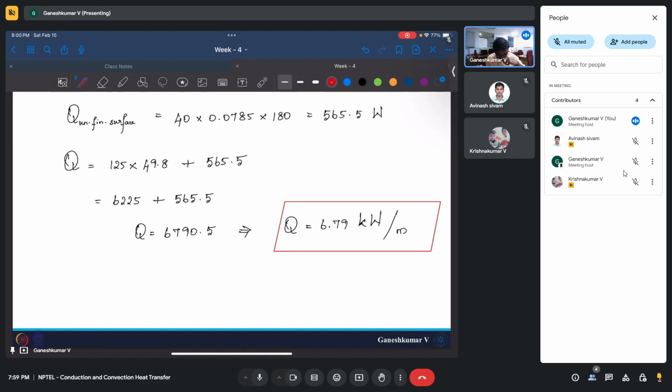We assumed it to be 1 meter in the calculation. If I want to remove that assumption, then I will just divide it by meter. Maybe I will write it down here for 1 meter tube length. This is your total heat transfer. In that, most of it is coming from the fin surface.